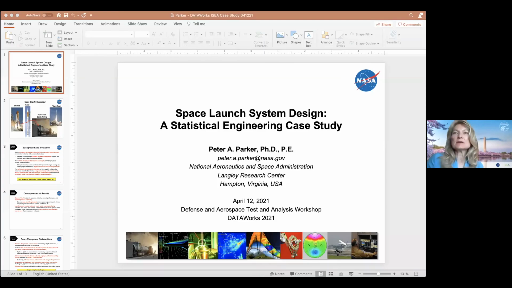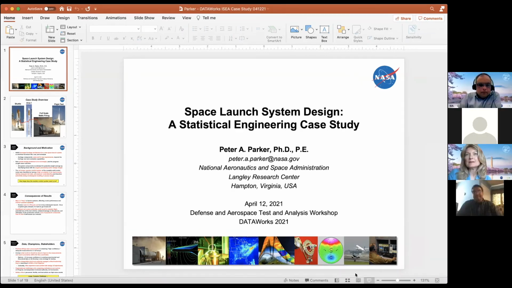And then at this time, we will move on to our second case study, which is going to be presented by Dr. Peter Parker, who is a team leader at NASA's Langley Research Center. And he serves there as an agency-wide statistical expert across all of the mission directorates to really drive statistical thinking, engineering, and methods. And with that, I'm going to turn it over to you, Pete.